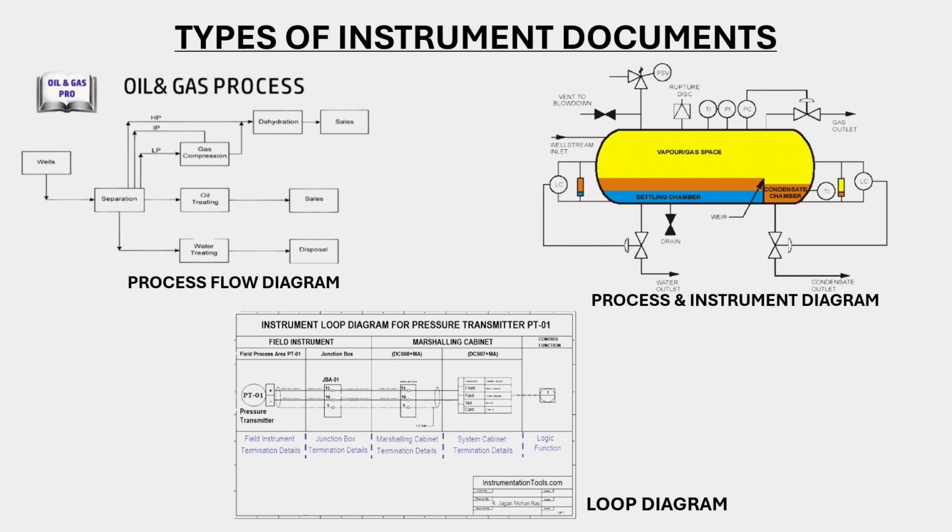We also have the loop diagram, which zooms in on the individual instrument loops, showing the wiring, the terminal numbers, and even the calibration ranges. We also have another diagram, which is not included in this video, called the functional diagram, which focuses on the control logic or strategy, that is the decision-making side of automation. These are the types of instrument documents.